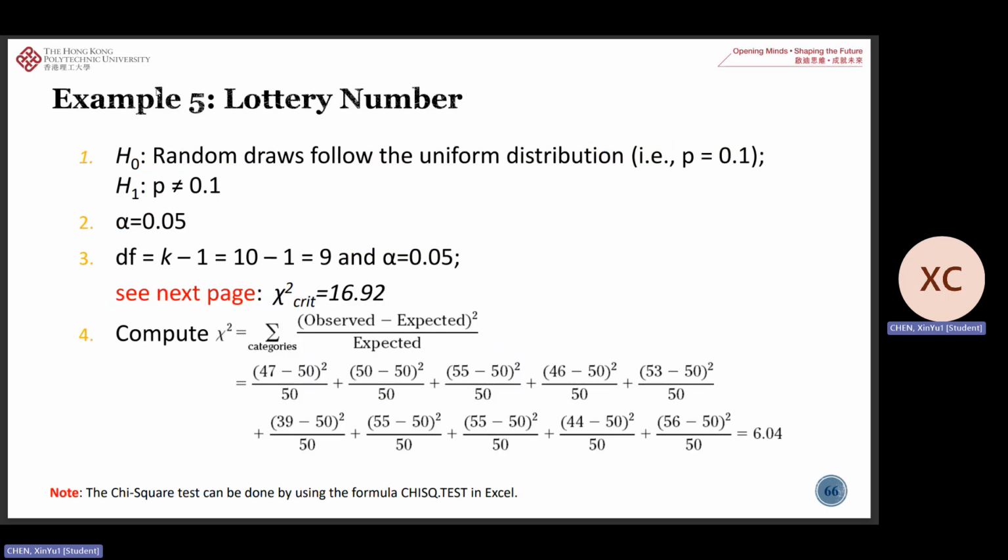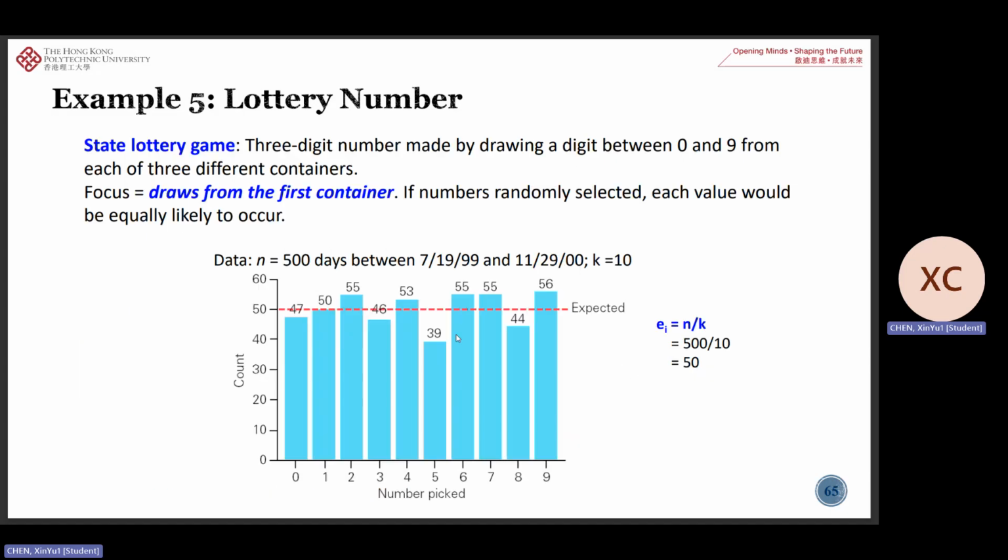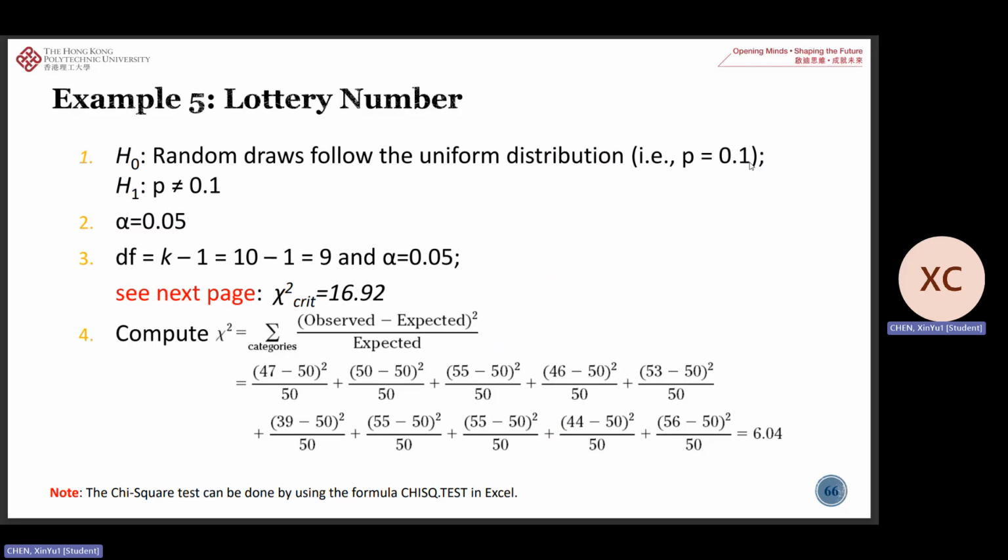Okay. So here the number of categories is 10, so the probability for each one is 10%. And of course it's the 95% significance level. The degree of freedom should be k minus 1. K here is 10, because the digits are 0, 1, 2, 3, 4, 5, 6, up to 9. So the degree of freedom is 9, and the significance level is 95%.